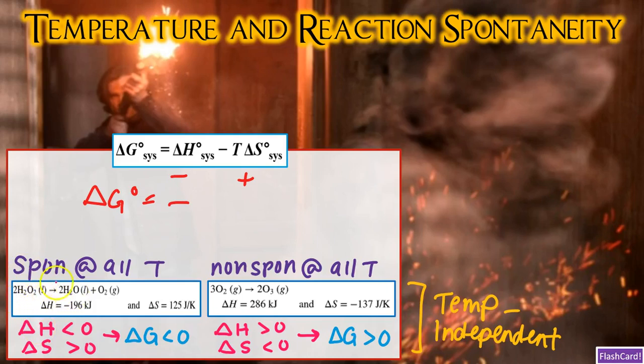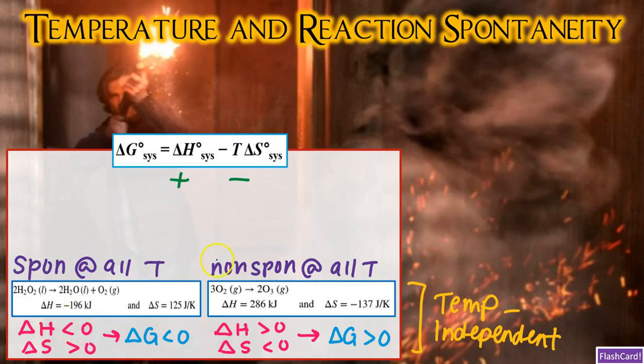Here's an example of hydrogen peroxide decomposing into water and O2. It has a delta H value of negative 196 and a delta S value of 125. As you can see, we have the parameter set. Negative delta H, positive delta S is going to give you a spontaneous or negative delta G value. You can also say that exothermic reactions with increased entropy are spontaneous across all temperatures.